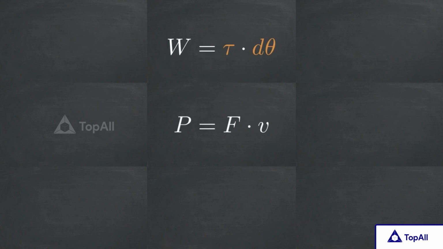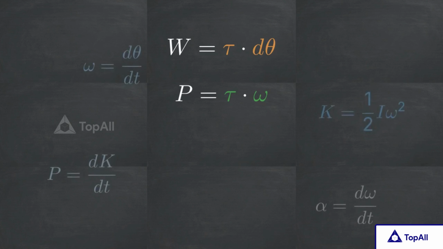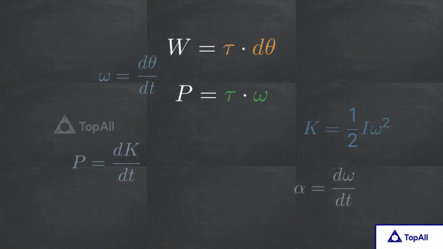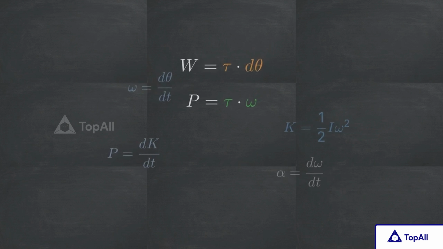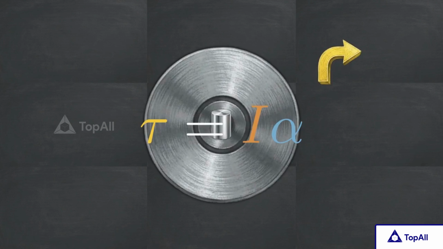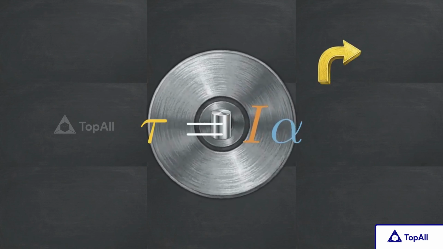Mechanical power, the speed at which that work is done, undergoes the exact same shift. It changes from force times linear velocity into torque times angular velocity. By taking that rate of work and setting it equal to the rate at which the rotating object gains kinetic energy, we can calculate exactly how much it will accelerate. The math simplifies down to one elegant line. Torque equals I times alpha.